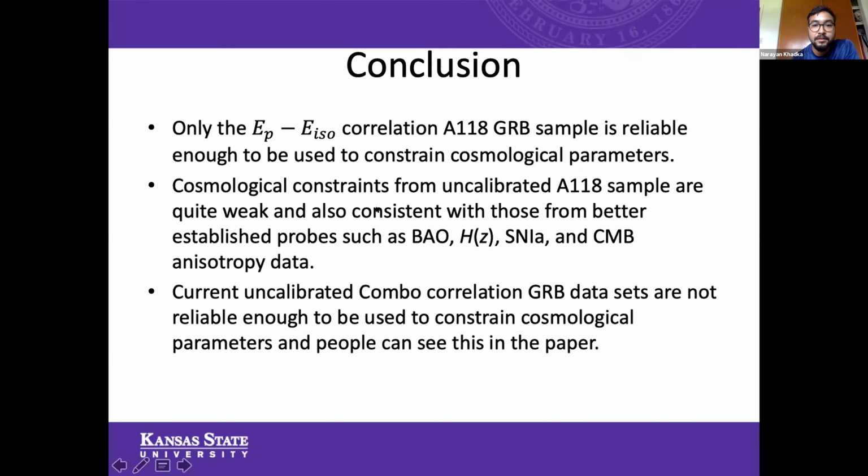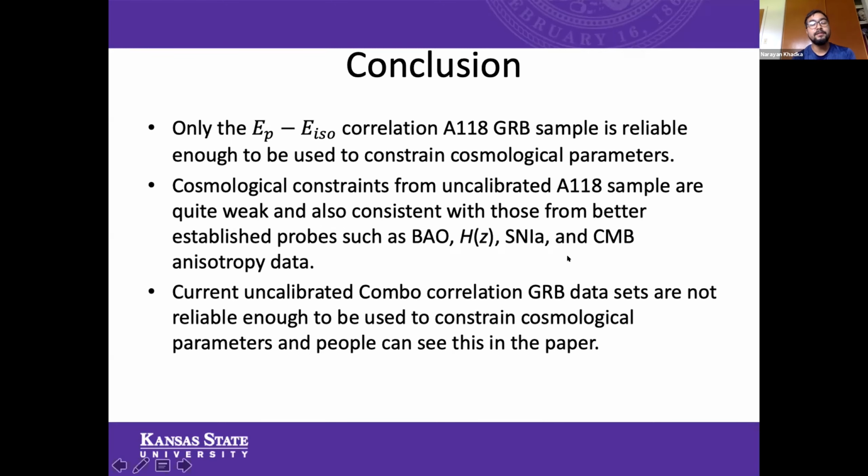And these results are from the uncalibrated data. These are the pure GRB data. We haven't done anything with these. These are the pure signal. So cosmological constraints from the uncalibrated A118 sample are quite weak, and also consistent with those from better established probes such as BAO, AZ, supernovae, and CMB anisotropy data.